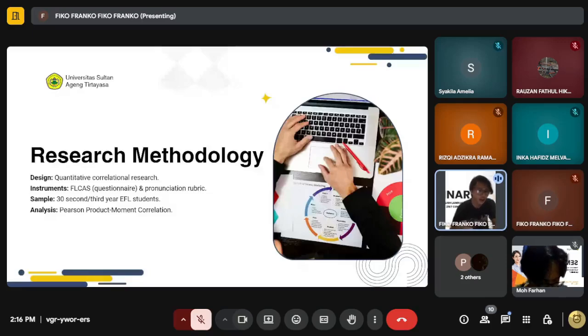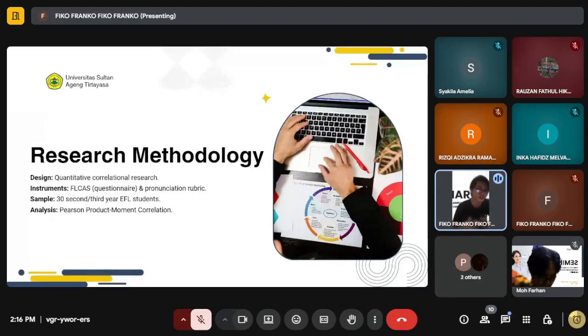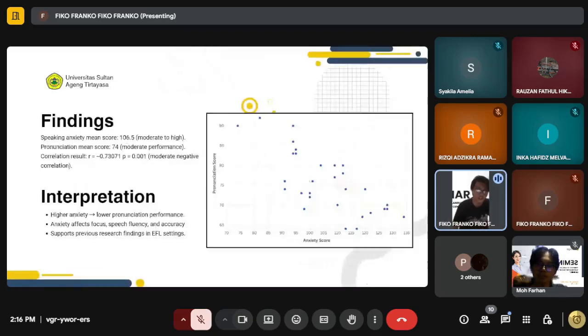And next, our population comes from the students of Sultan Ageng Tirtayasa University, but our sample is 30 second or third year EFL students, especially in the English department. And next, for our analysis we are using the Pearson product moment correlation because it's about correlations. And next, we have our findings.